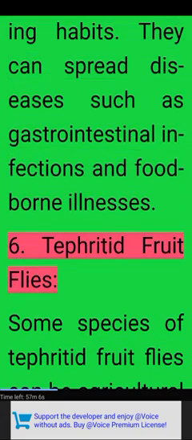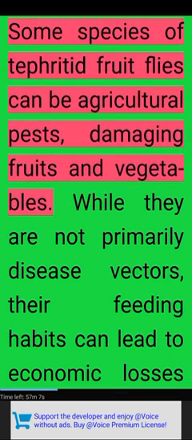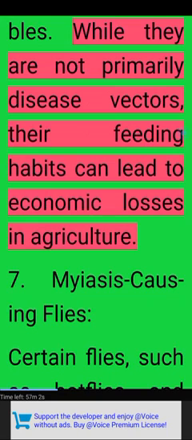6. Tephritid fruit flies. Some species of tephritid fruit flies can be agricultural pests, damaging fruits and vegetables. While they are not primarily disease vectors, their feeding habits can lead to economic losses in agriculture.